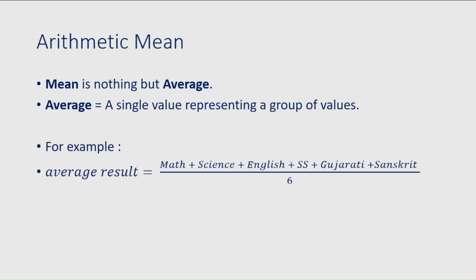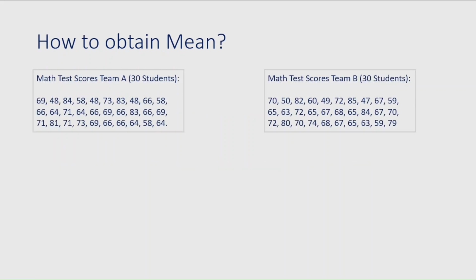Now we will get a little deeper in the topic by learning how to obtain mean. So here we have two teams, team A and team B. They both gave a math test and obtained the scores as given below. Now let's obtain mean, which will give us a value from which we can get an overall idea of each team's performance. First, let's obtain mean for team A.